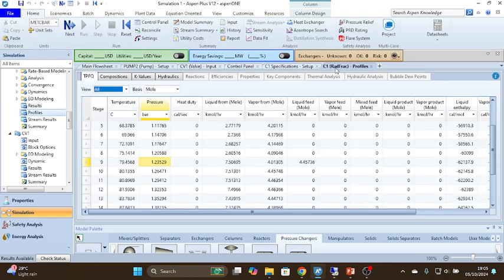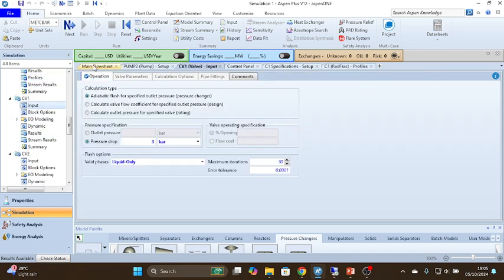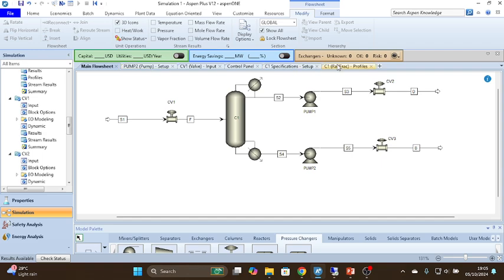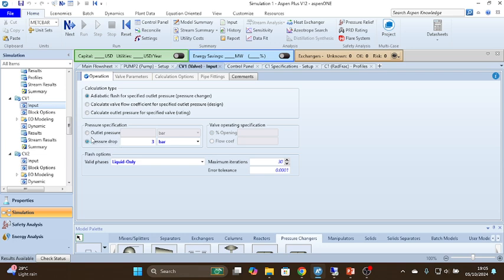But from the simulation we can see that at the feed stage the pressure is around 1.23 bar. So we are going to copy this value. We are going to come to this CV1, that is this control valve, and we are going to fix the outlet pressure as this pressure. Now you can see that the input is changed. Again we are going to run the simulation. Now the results are available again.